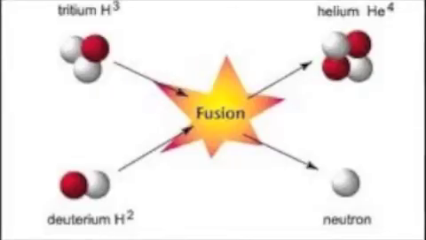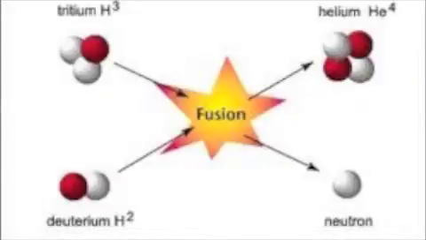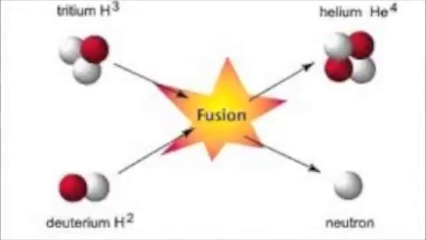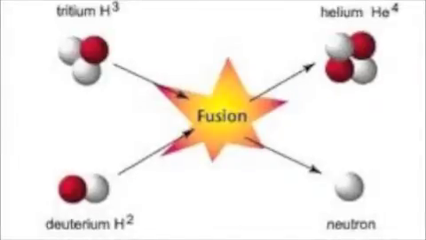In nuclear fusion, the nuclei of atoms are joined together or fused. This happens only under very hot conditions. The sun, like all other stars, creates heat and light through nuclear fusion. In the sun, hydrogen nuclei fuse to make helium.